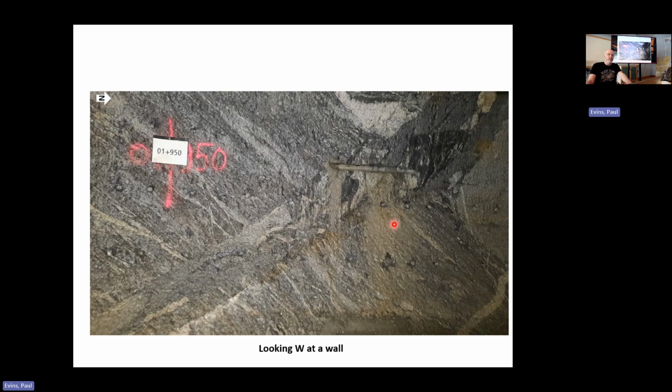Here's a good example from a tunnel here. This is fairly moderately dipping to shallowly dipping. It's obviously a fault of some kind. It's got a breccia in it. And there's even offset here.